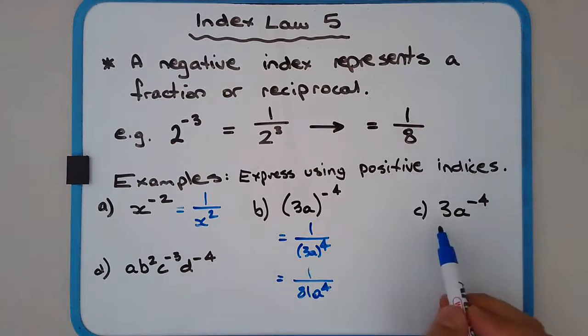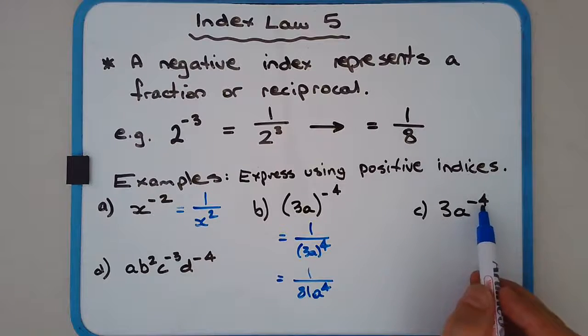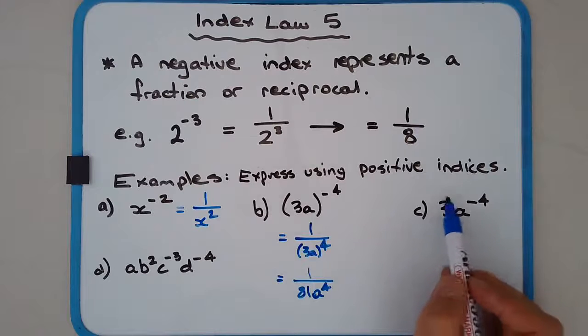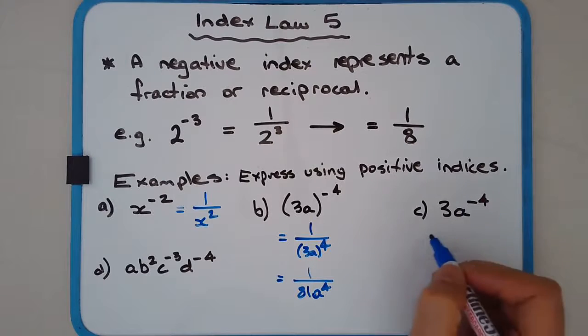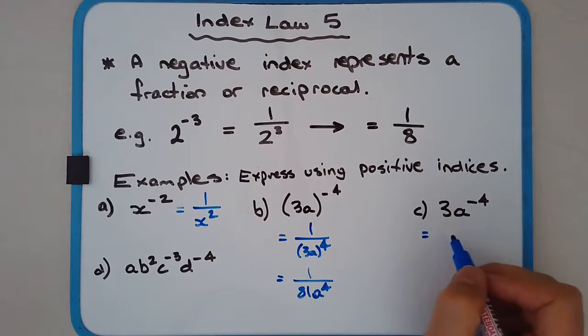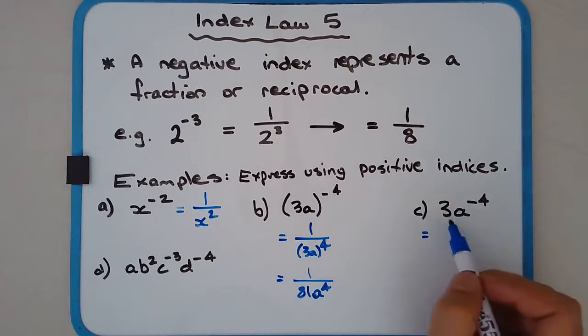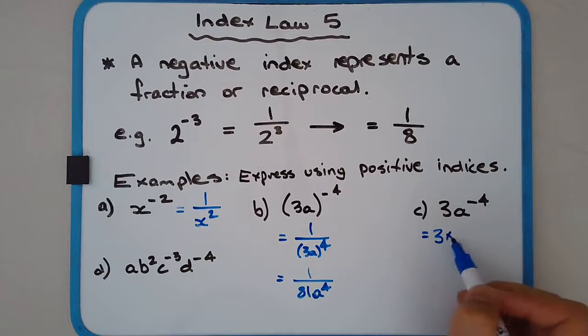Part C, 3a to the negative 4. Notice the difference between part B and part C. There's no brackets here. So this is an example of what I was talking about before, where you've got to be careful with what's on the numerator. Expanding this expression, this is just the expression 3 times a to the negative 4.